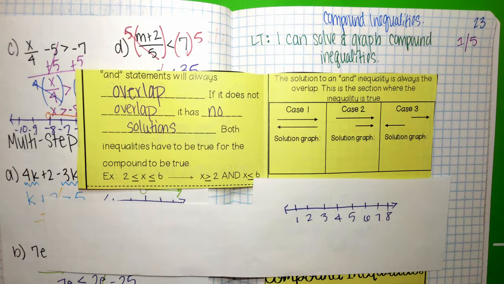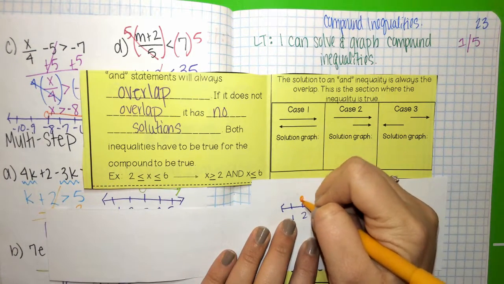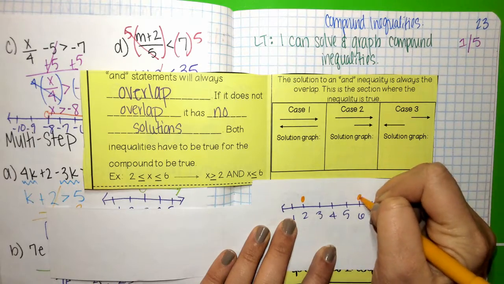All right, how many answers do we have right here? We have 2. Where should we put our circles at? Okay, are we going to use an open or closed circle? Closed. All right, so we're going to put a closed circle on 2, a closed circle on 6.